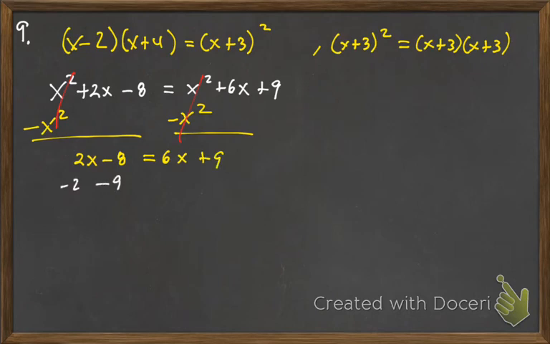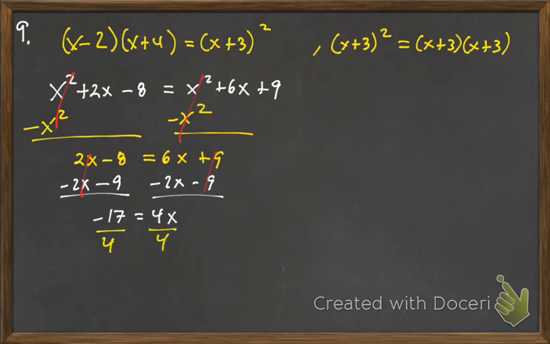We'll go ahead and subtract 9 and subtract 2x from both sides. Okay, so subtracting 2x, subtracting 9. And we get negative 17 is equal to 4x. We'll divide both sides by 4, and we get negative 17 over 4 is equal to x. Okay? And that's it for that one.